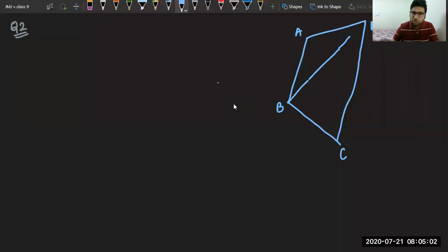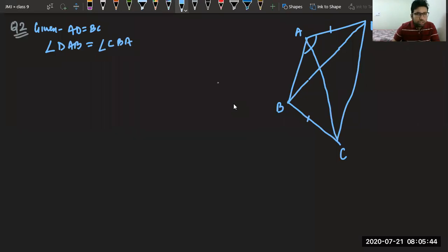In this question, you have to see the figure carefully. Now, what is given to us? ABCD is a quadrilateral. Apart from that, AD equal to BC. First thing, AD is equal to BC is given to us. This AD and this BC are equal, and angle DAB, this complete angle, is equal to angle CBA.